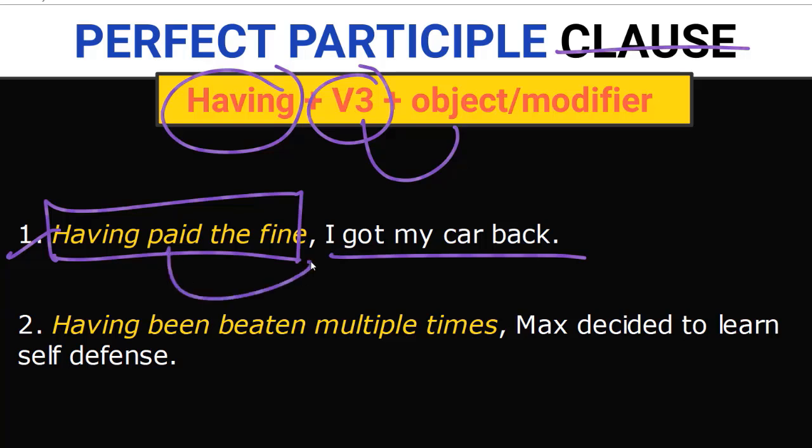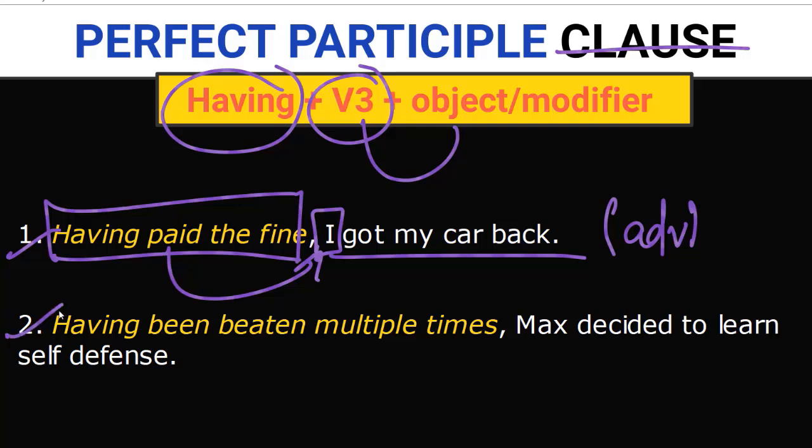All right. So having paid the fine, who paid it? I. So it's referring to the subject I. I, having paid the fine, got my car back. So it's working like an adverb. Obviously, it's identifying the noun I, so it's working like an adjective as well. But it's working as an adverb as well because it's working as the reason the main clause occurred.